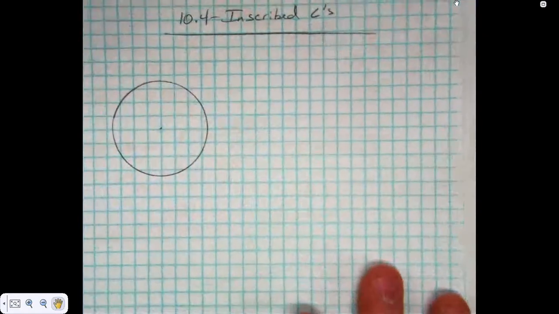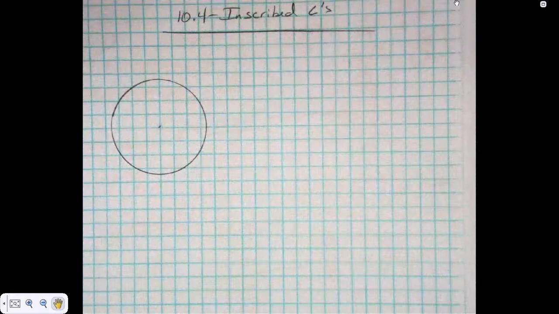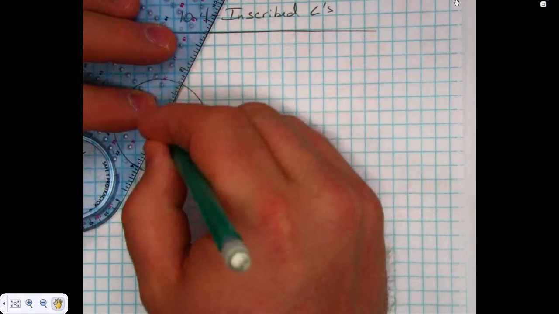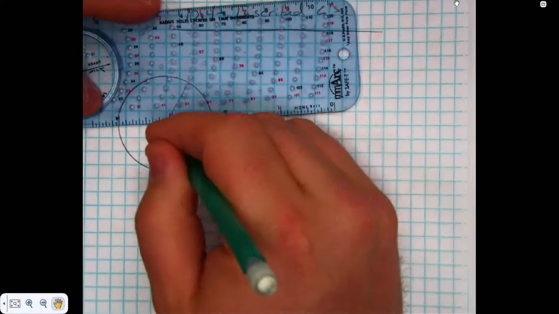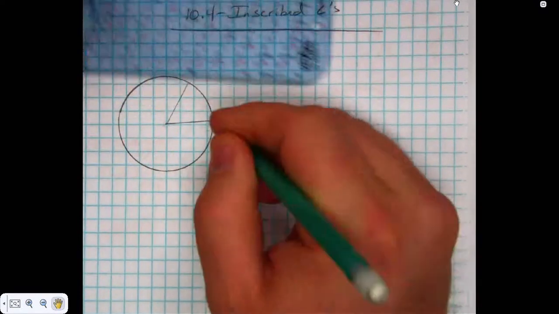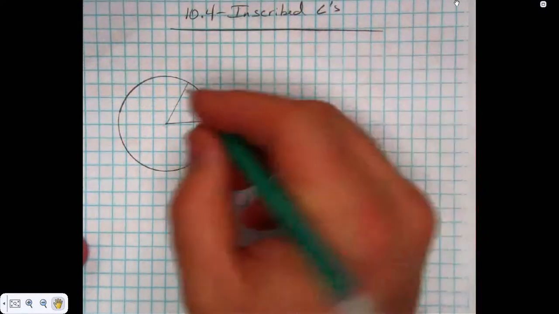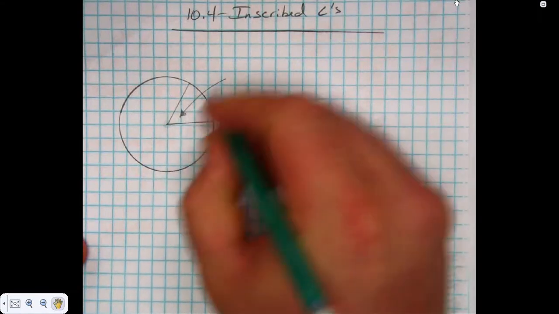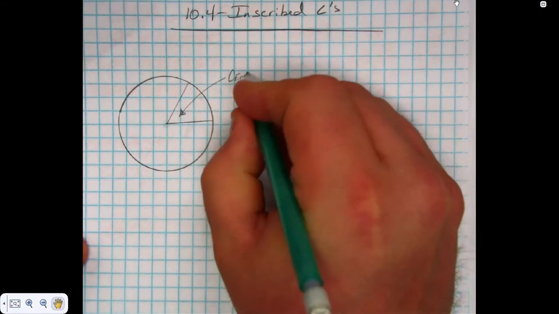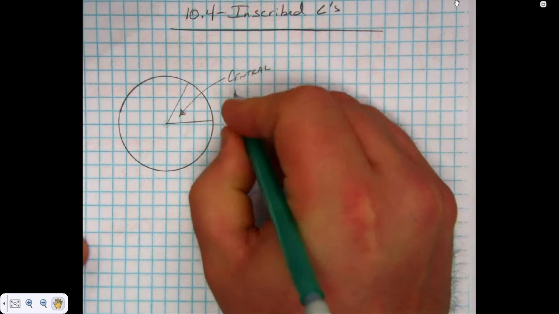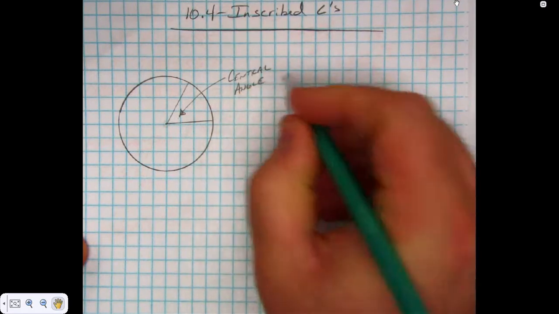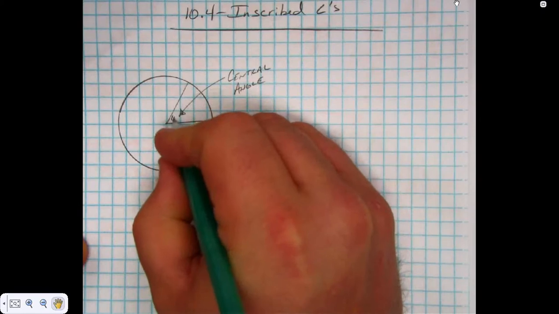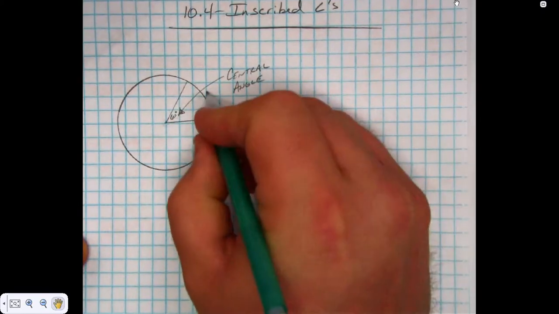Okay, inscribed angles. What type of angle was this here? And the vertex is right here. You guys know what type of angle this is? Very good. It is called a central angle. Let's say the measure of this central angle was 60 degrees. What's the measure of this arc?